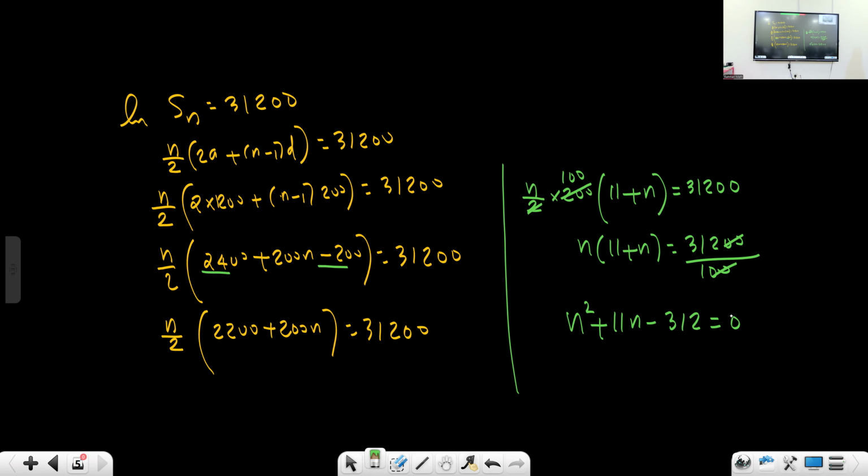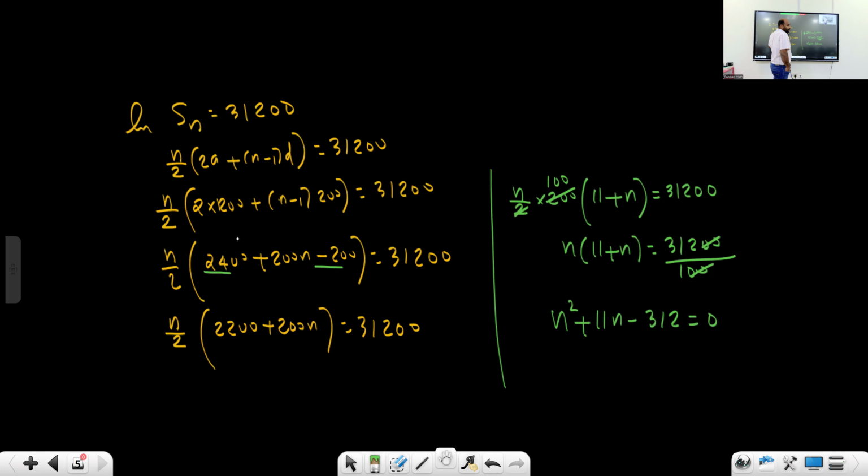11N minus 312. Product should be 24 and 13. Check 24 and 13 correct or not. Or you have to use quadratic formula. 24 and 13 check. 24 times 13 coming. Okay, do splitting the middle term. But say this is so, don't write in the paper, okay?